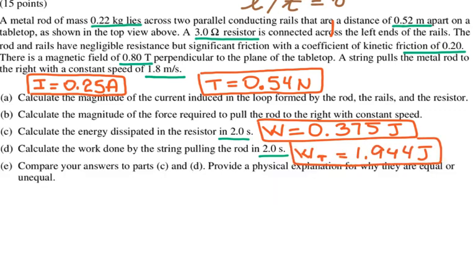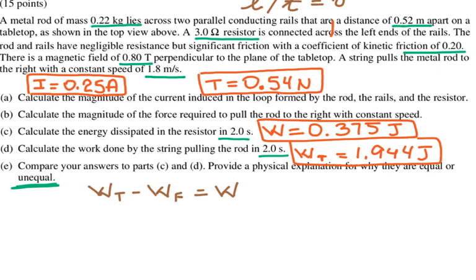And here's the last part. Compare your answers in part C and part D. Provide a physical explanation for why they are equal or not equal. And we see that they are unequal. They are unequal because the work done by the tension minus the work done by the friction is equal to the work done by the circuit.